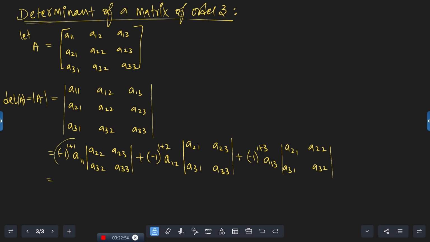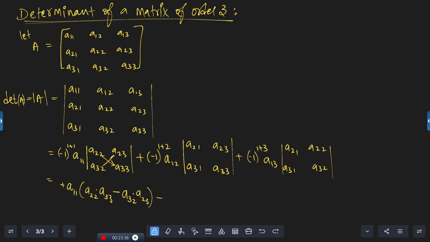Minus 1 whole power 1 plus 1 will be plus, because it is an even power. So plus A11. When you multiply this, you will get A22 multiply A33, minus, as I told you, the arrow above goes minus in the 2 by 2 matrix, minus A32 into A23. That's it, one element over. And here 1 plus 2 is 3, an odd power, so it will be negative.